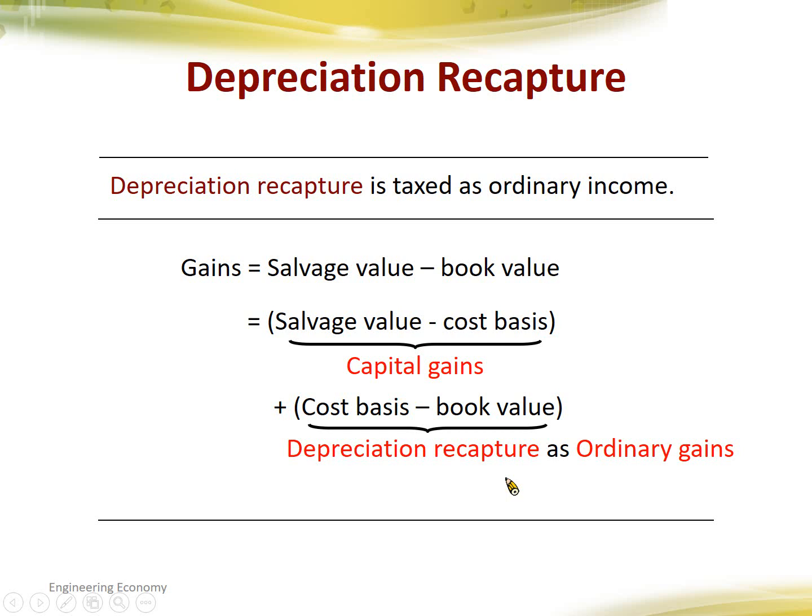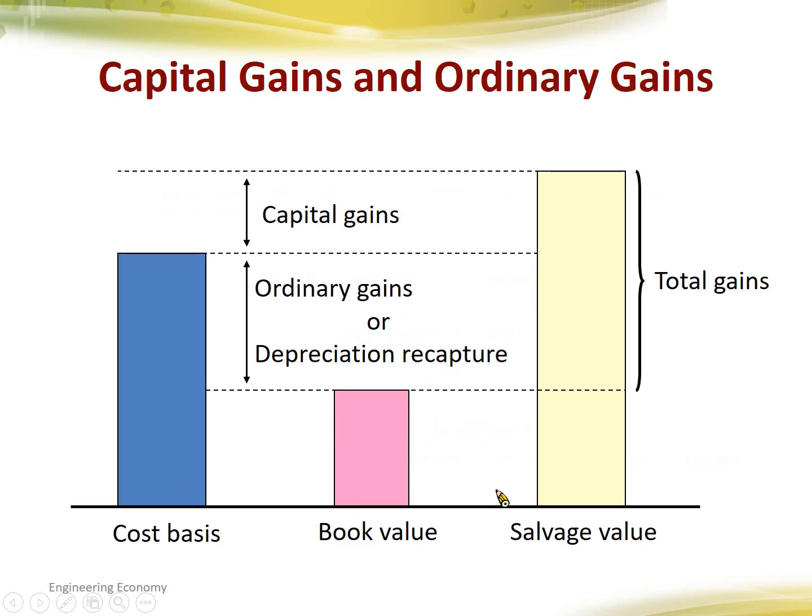So that part of the gain needs to be readdressed, recaptured, and we need to pay tax for that. Maybe we can look at the picture. It's a lot easier to understand. So this is the cost basis for the asset. That is the amount of money you pay at the beginning of the project.